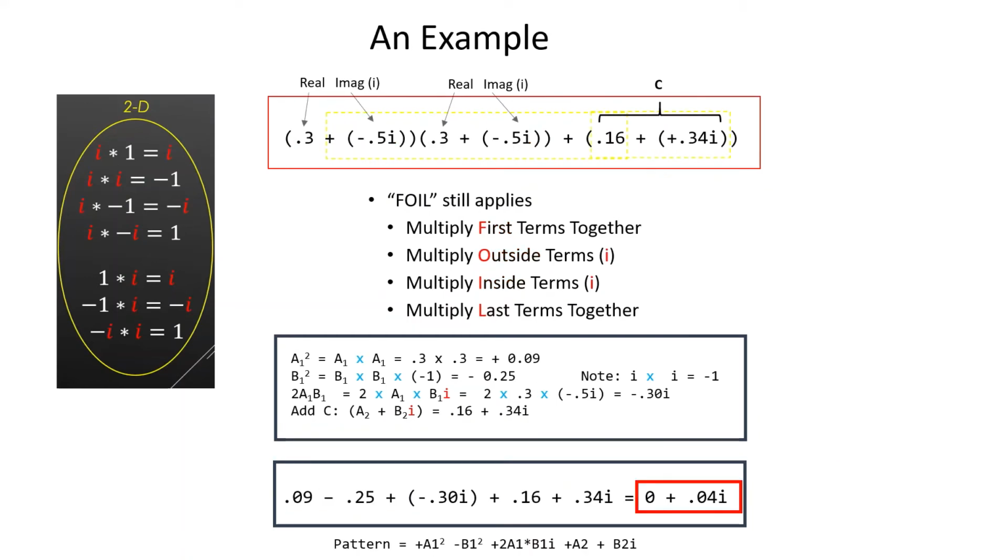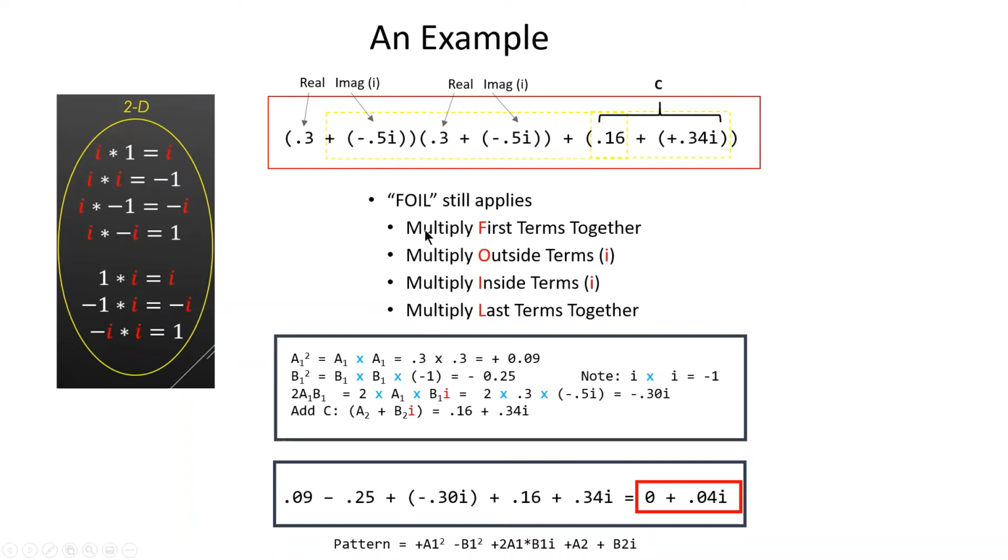All right, let's look at an example. The example I've chosen is the point 0.3 plus -0.5i, squared. So we'd multiply this times this. And the other point we'll just make up: 0.16 plus a positive 0.34i. So here we go. We're going to apply this technique to two actual complex numbers plus another one.